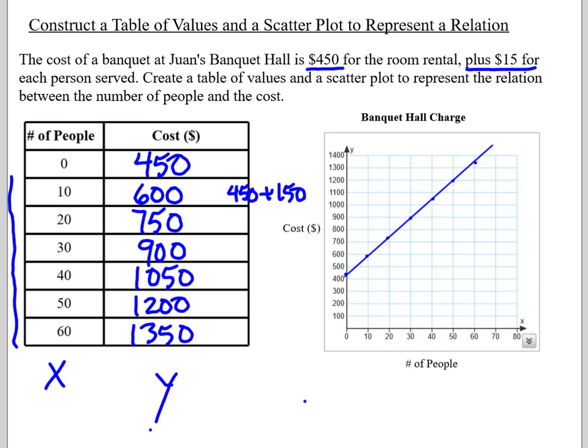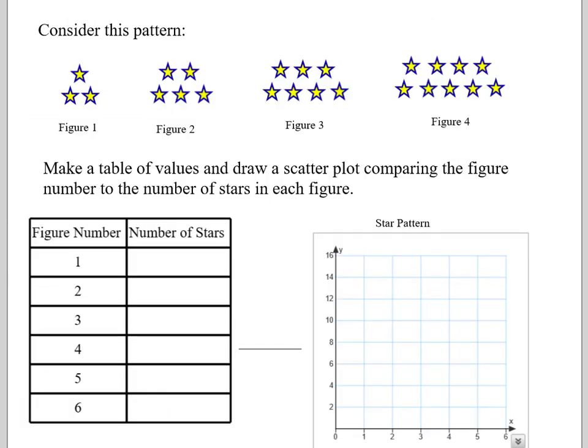Okay, and then if you want to try one, this one's for you. So if you want to pause it and take a look at this, you can at least fill in the tables, and then we'll try and draw the picture. Okay, so it says we have this star pattern up along the top here. It says make a table of values and draw a scatter plot comparing the figure number to the number of stars in each figure. Well, figure 1 has 3 stars.